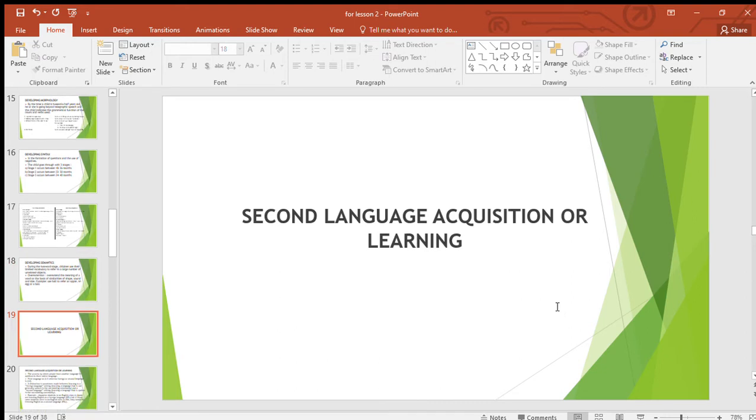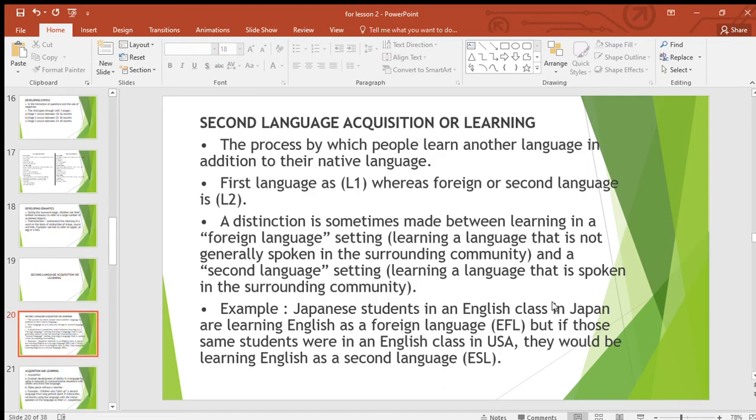Now is second language acquisition or learning. I have written "or learning" because although acquisition and learning are almost similar, there is still a difference, and we will talk about that in a later slide. But first of all, what do we mean by second language acquisition? It is the process by which people learn another language in addition to their native language. First language is L1, whereas foreign or second language is L2.